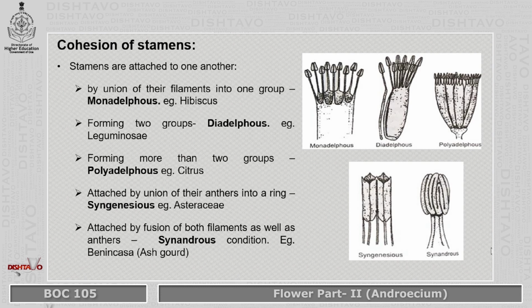Sometimes the stamen filaments are not attached, but stamens are attached to each other by adhesion of their anthers. This kind of structure is called syngenesious, and it can be found in some members of Asteraceae. Synandrous condition is when the stamens and the filaments are also attached to each other. This kind of condition can be found in some members of Cucurbitaceae, that is Benincasa.